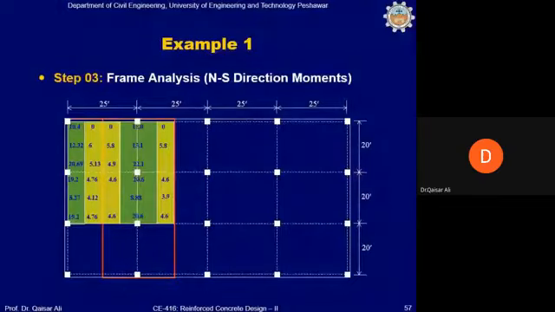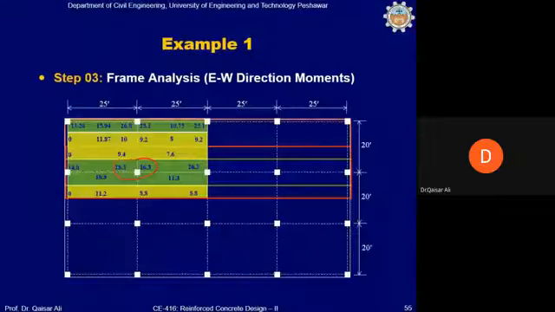Now look at the bending moments once again. Bending moment along the east-west direction. These are the bending moments in the column strip. These are the bending moments in the middle strip.